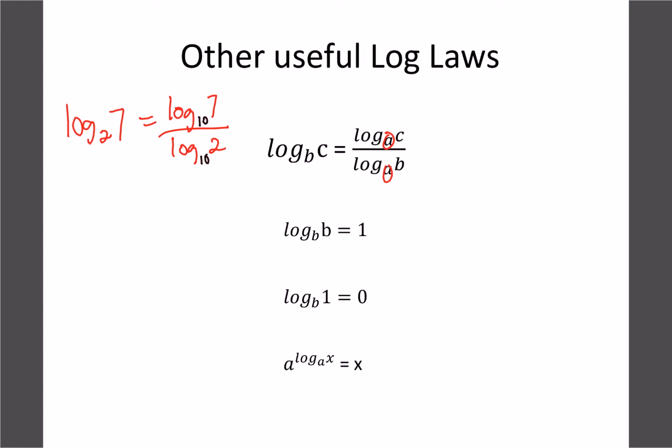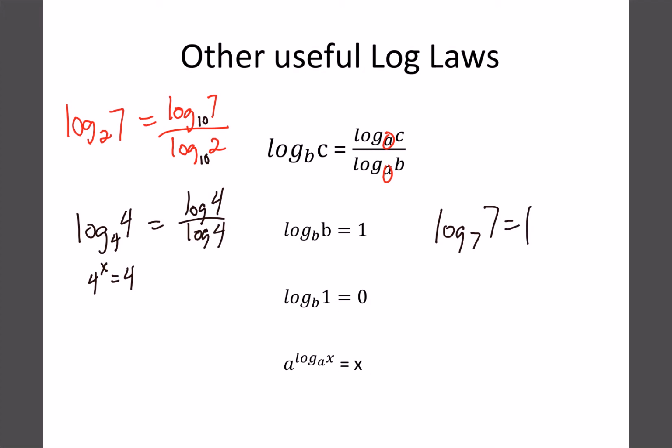And the last ones are special cases. If we have log b of b, any number of itself, so if I gave you log 4 of 4, remember we could change that to an exponent. We could write that as 4 to the what equals 4, which would be 1. Or we could even use this new rule. We could write that as log 4 over log 4, which is 1. So any log by itself will be 1. If I give you log 7 of 7, that's also going to be 1. Log 9 of 9, that's also 1, and so on.